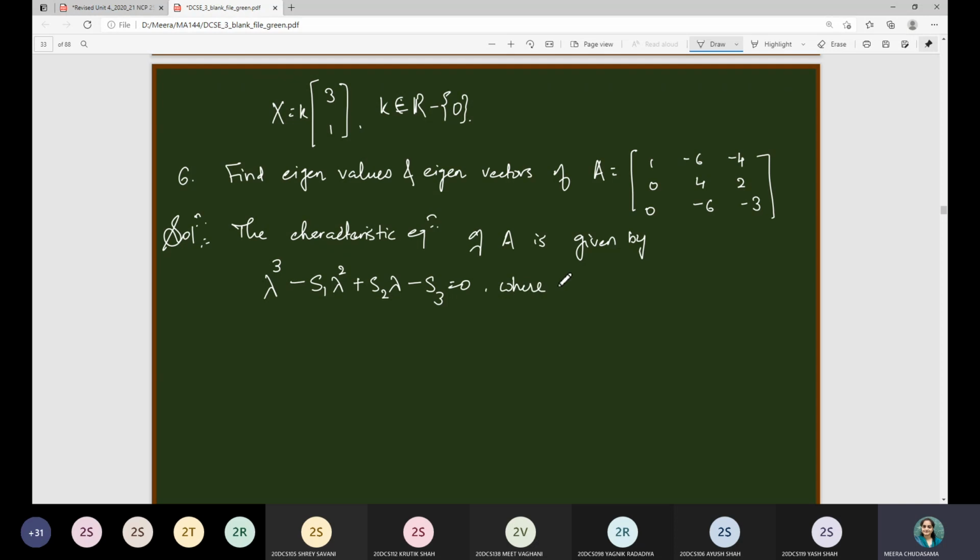So where S1, that is, what is S1? Trace of A. So in this case, trace of A means 1 plus 4 plus minus 3, that means this one will be 2. S2, that is M11 plus M22 plus M33.